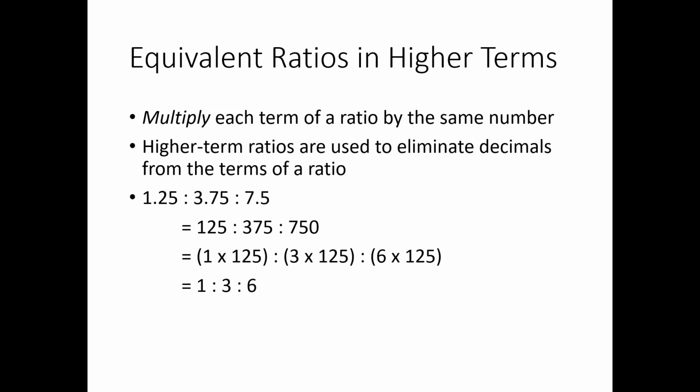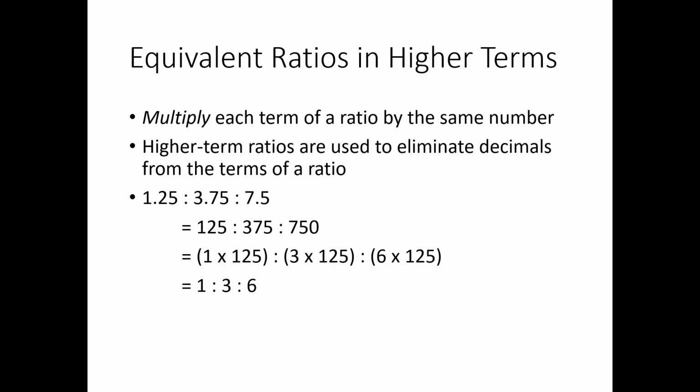So when we have that 1.25 to 3.75 to 7.5, first thing, get rid of those decimals, multiply everybody by 100. I get 125 to 375 to 750. At this point I can do my regular factoring just like we did with the previous example. Some people commonly factor by 125, so they automatically see that.